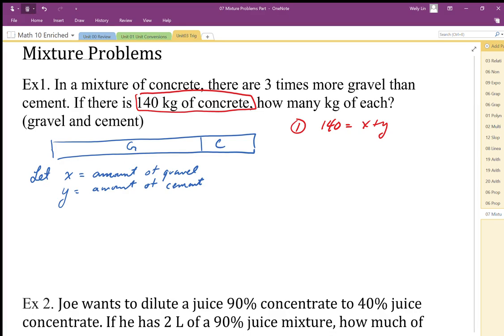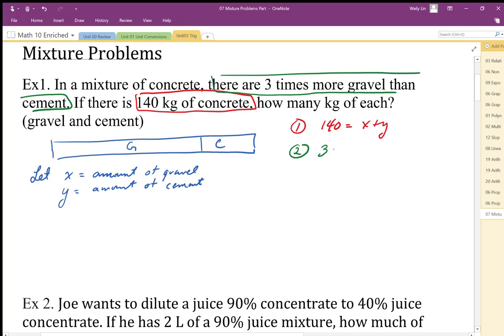And then the second relationship is going to be from here. There are 3 times more gravel than cement. So if I want to make the cement equal to the gravel, I need to do 3 times the cement is equal to gravel. So we need to make the smaller amount 3 times bigger, and then that makes it equal. Once we have this, we can then solve this as a system.